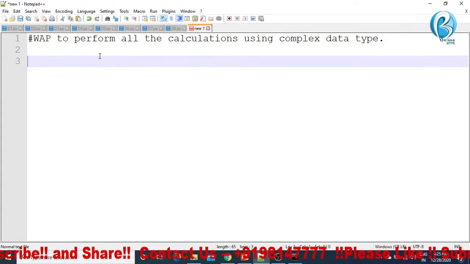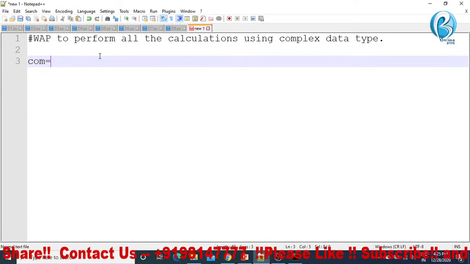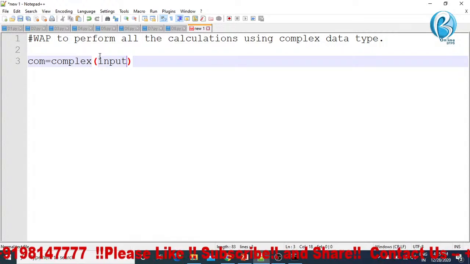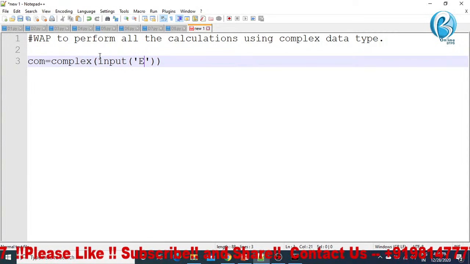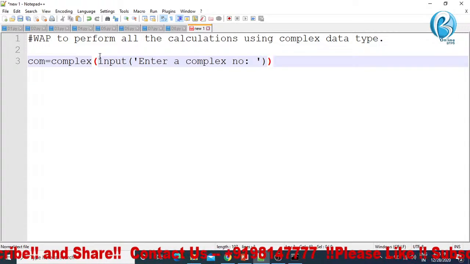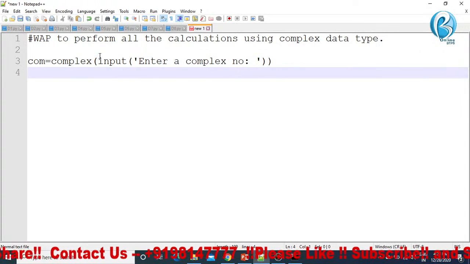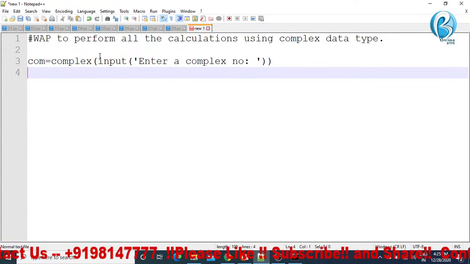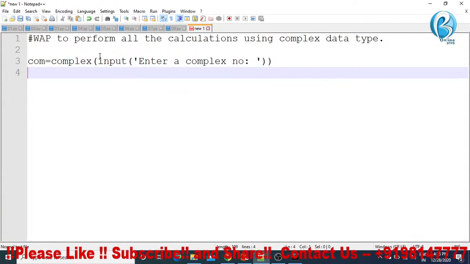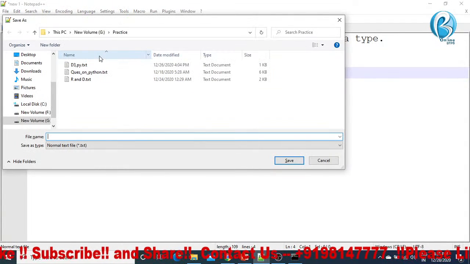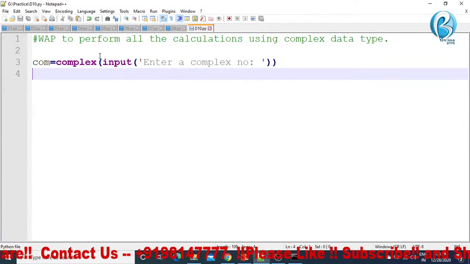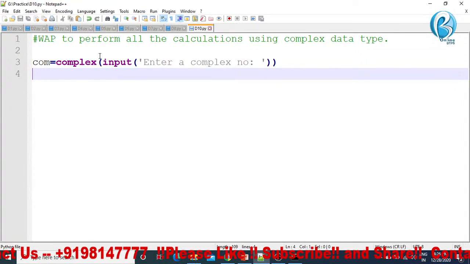So let's input a complex number. So comp is the variable for complex. So comp equals complex of input, enter a complex number, right? Then what do we have to do? Perform the calculations. Basic calculations are addition, subtraction, arithmetic operations, right? So let's save it first as d10.py. Then we entered the number, and next we perform the calculations.